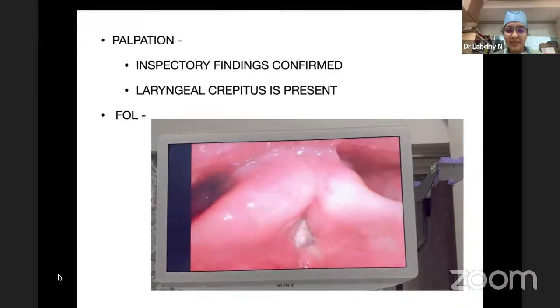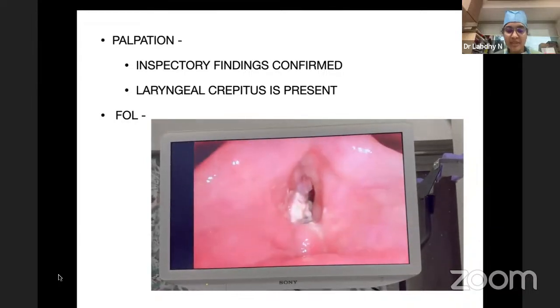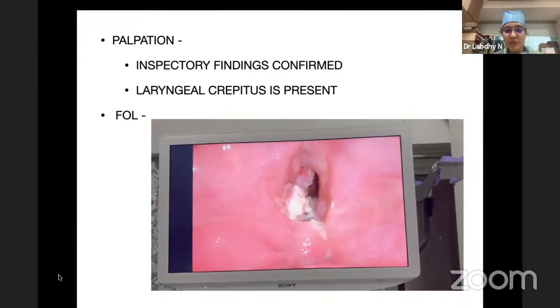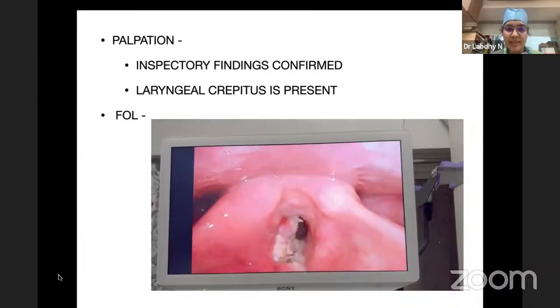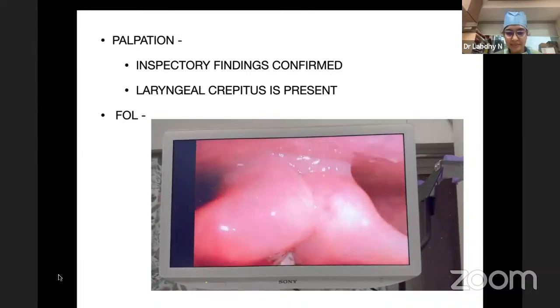The right vocal cord is fixed and the left cord is mobile, although the arytenoid has some mobility on the right side.